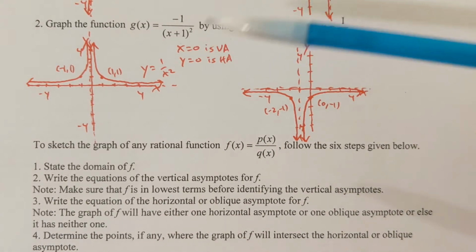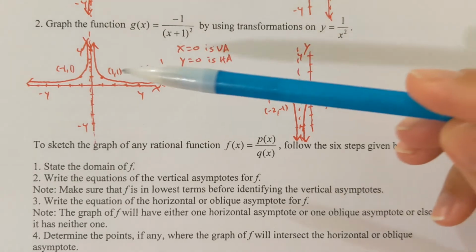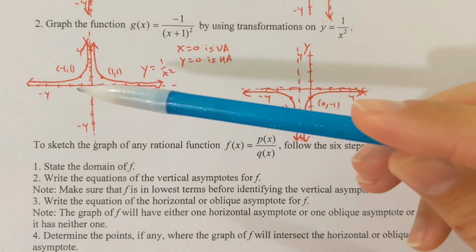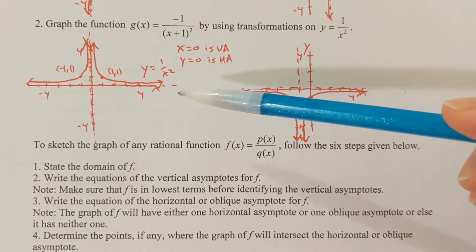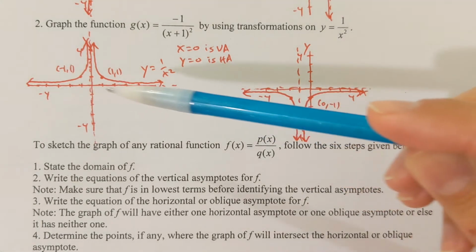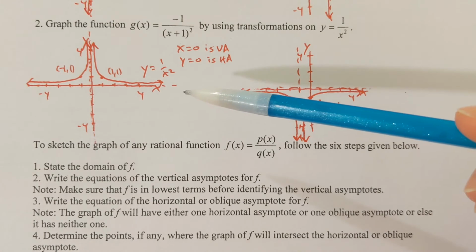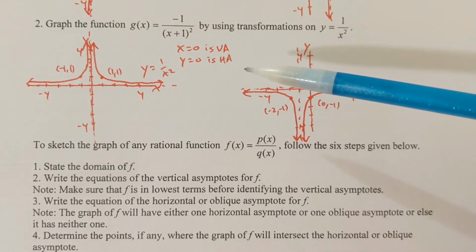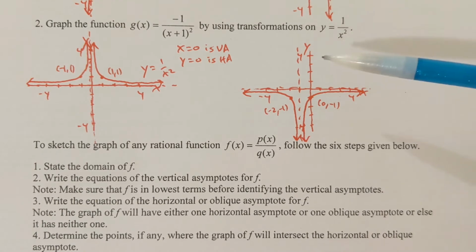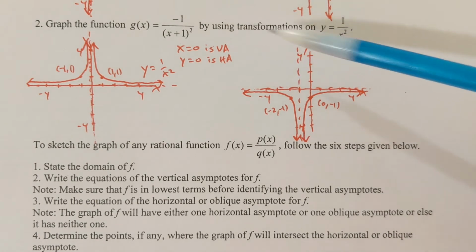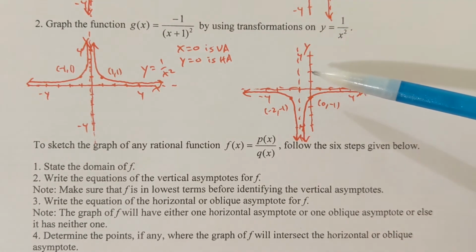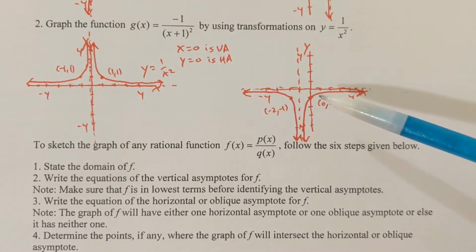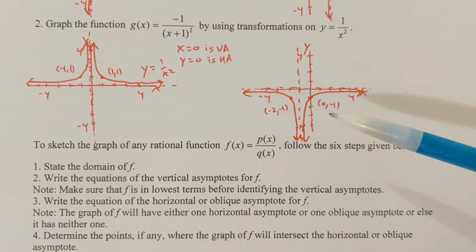I've already said that I've got a vertical asymptote at x equals 0 and a horizontal asymptote at y equals 0. So I've got these two lines drawn dotted, indicating asymptotes. Now the negative 1 in the numerator means I'm going to flip the graph upside down, and the plus 1 means I'm going to shift the graph to the left 1.